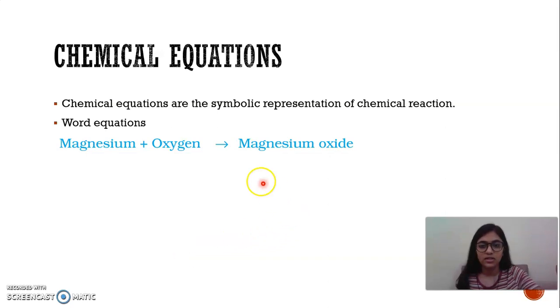Magnesium plus oxygen gives us magnesium oxide. Over here, the arrow you can see is kind of like the equal sign in chemistry. It tells us that these two reactants react with each other to yield this product.